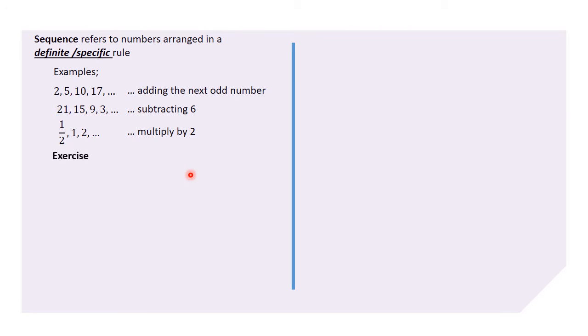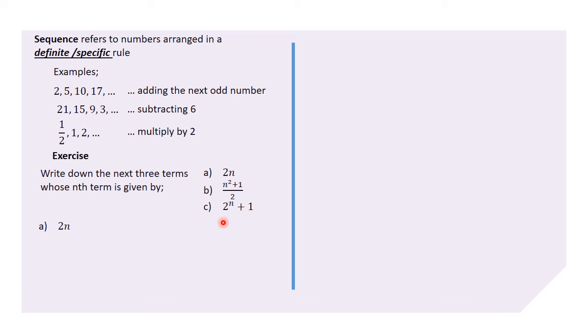Having that said, we can try out an exercise. Now we're told to write down the next 3 terms whose nth term is given by the following. We have questions A, B, and C. And so let's attempt the 3 questions. Now question A, we're given 2n. How do we get the next 3 terms?